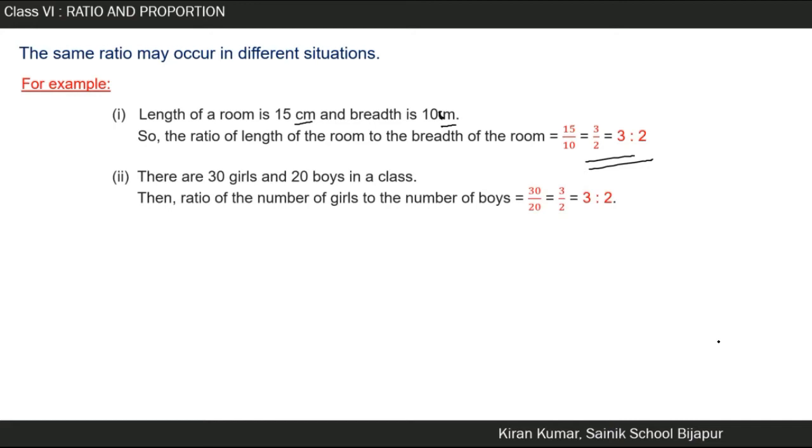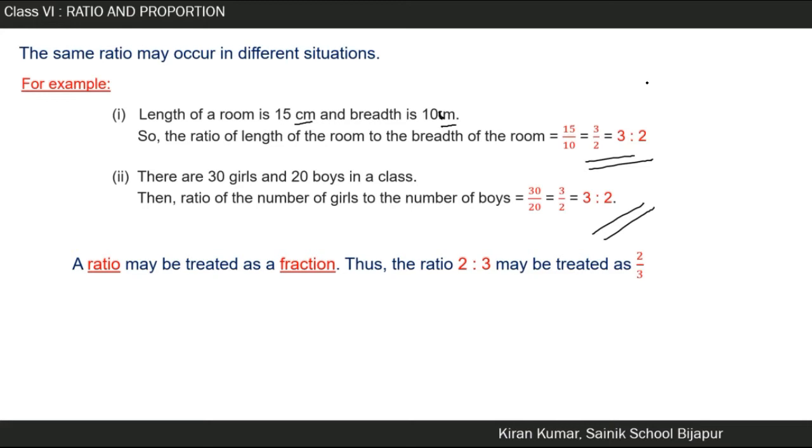One more situation: if there are 30 girls and 20 boys in a class, the ratio of girls to the number of boys will be 30 upon 20, which is also 3:2. So here there are two different situations where the ratio is the same. The ratio may be treated as a fraction. The ratio 2:3 is treated as 2 by 3.